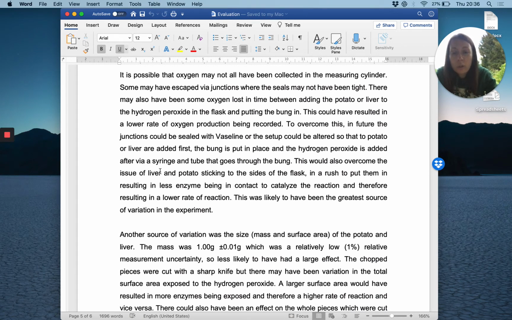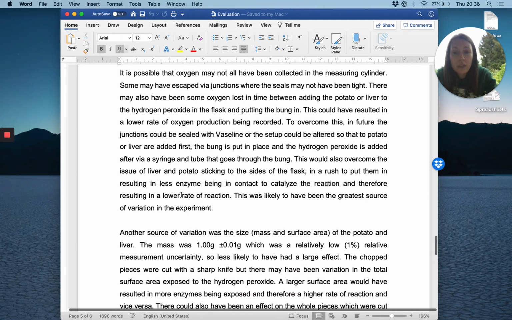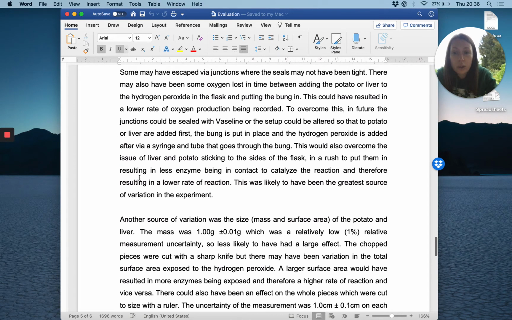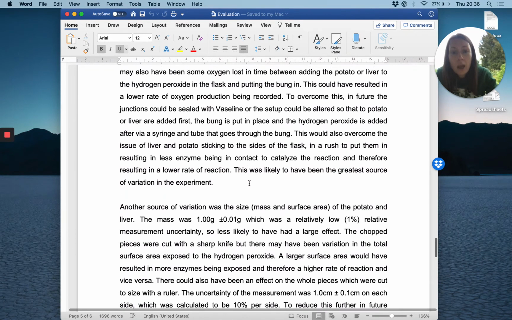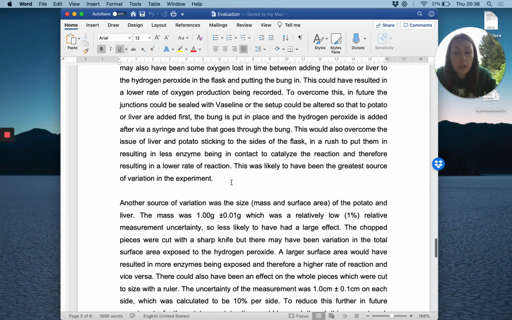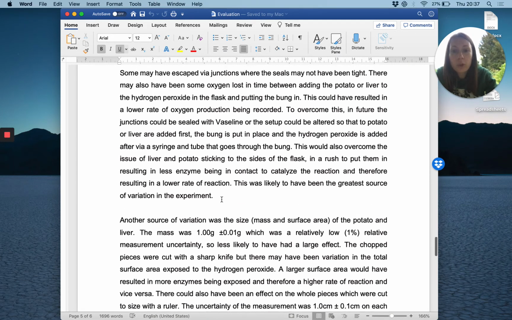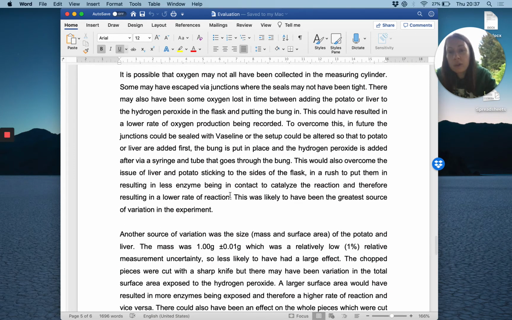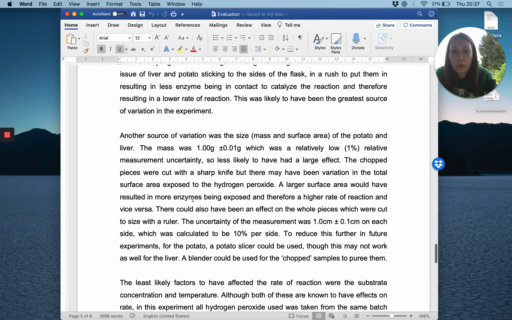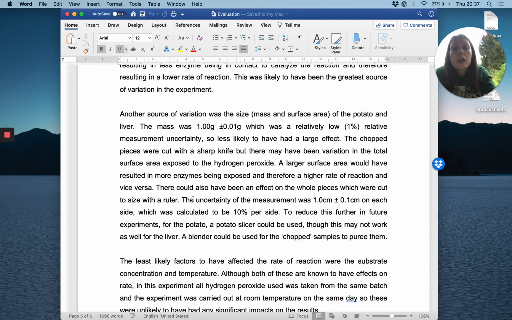This would also overcome the issue of liver and potatoes sticking to the sides of the flask in a rush to put them in, resulting in less enzyme being in contact to catalyze the reaction and therefore resulting in a lower rate. So here I'm explaining what the effect of this could have been. This was likely to have been the greatest source of variation in the experiment, and how likely this particular weakness was, to what extent it could have affected the results. Okay, so I've evaluated it. I haven't just said this is a weakness. I've actually evaluated how this could have affected the results and explained it and discussed it.